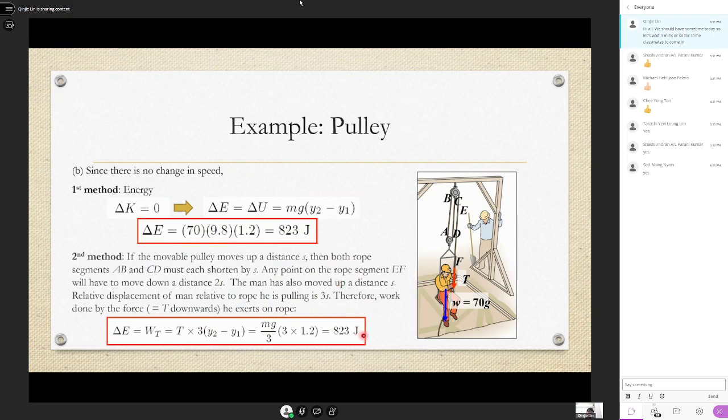Okay, then if you look at these two, they are the same. It also tells you that the work that he's doing to the system is all going to the potential energy of the system. So he adds energy to the system, and all this energy goes into the potential energy to help him gain height, which is conservation of energy. No questions? Okay, good.